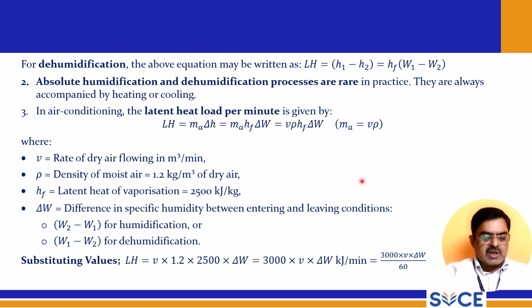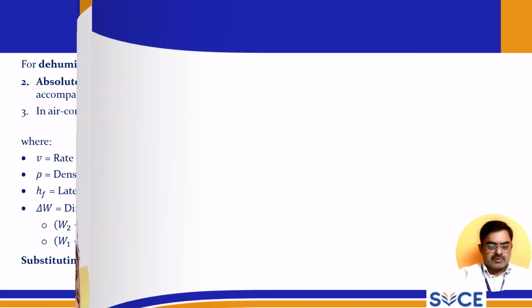Please remember this. Substituting these values, latent heat equals V into 1.2 into 2500 into delta W, so that is equal to 3000 into V into delta W kilojoules per minute. Dividing by 60, that is 3000 into V into delta W divided by 60 kilojoules per second, which equals 50 into V into delta W kilojoules per second, also known as kilowatt.